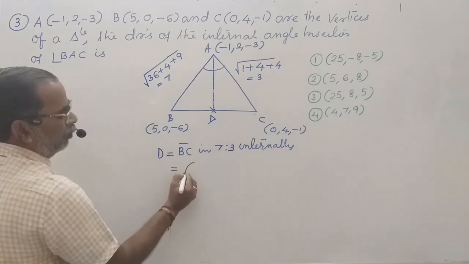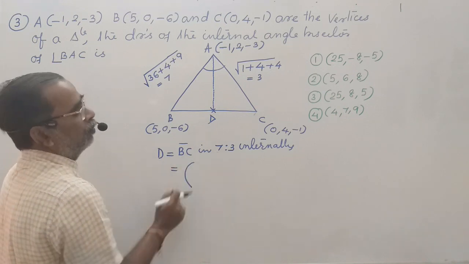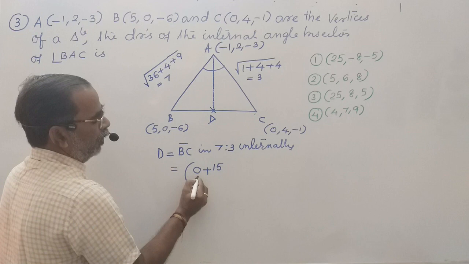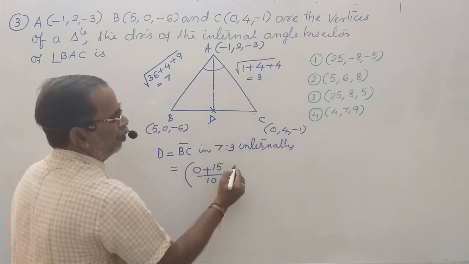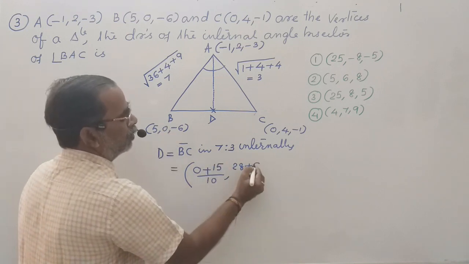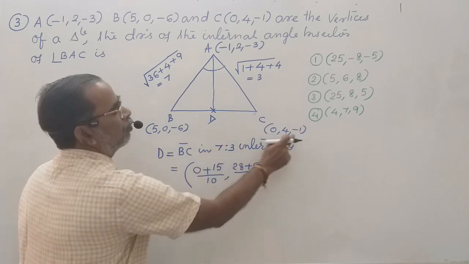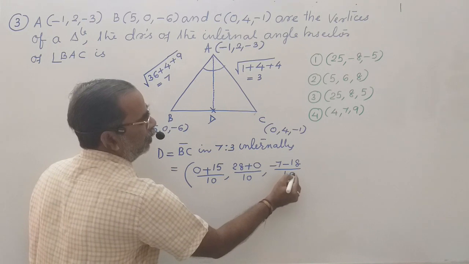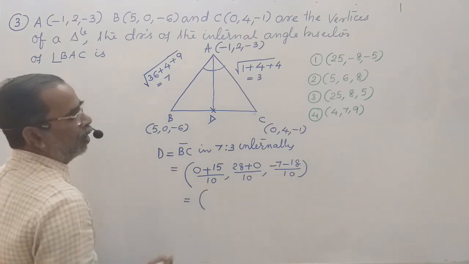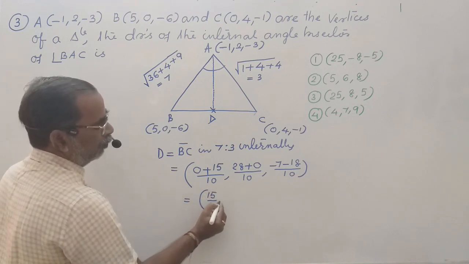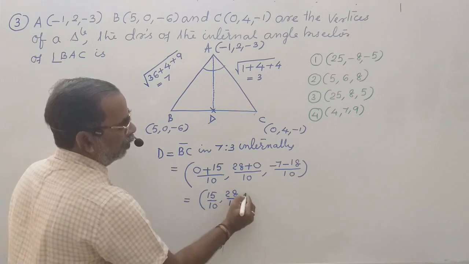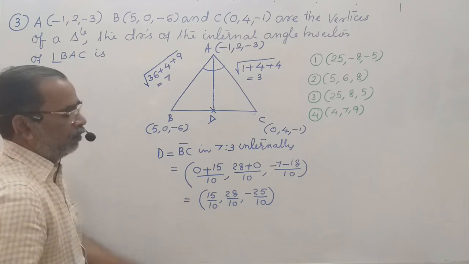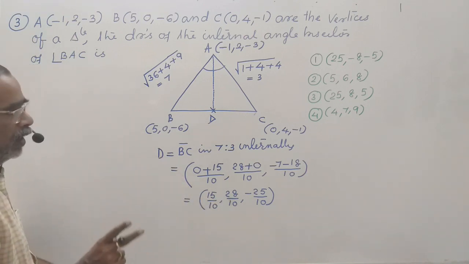Yes, we will find that point D. There is a formula for internal point of division. m x2 is 0 plus n x1, 3 into 5, 15, by m plus n is 10. Next m y2 is 28 plus n y1 is 0, by m plus n is 10. m z2 is minus 7 into... 6 into minus 3, minus 18, divided by 10. Therefore, the point D coordinates are 15 divided by 10, 28 divided by 10 and minus 25 divided by 10. I can cut these by 5 with 5, but I am not simplifying because I want to find direction ratios.